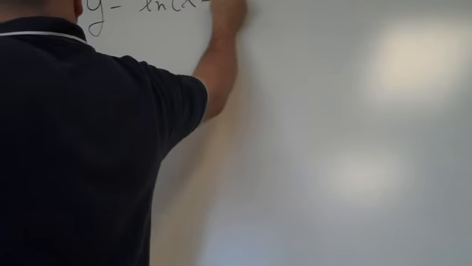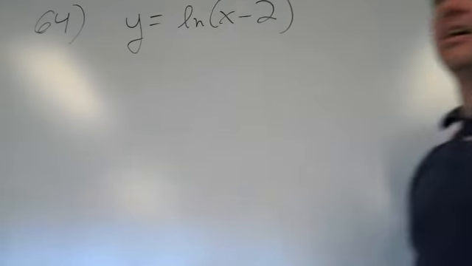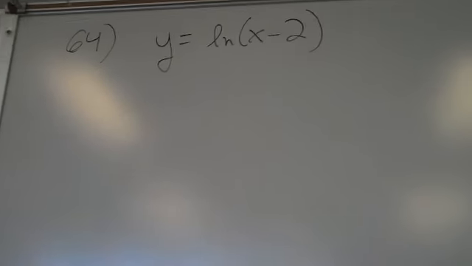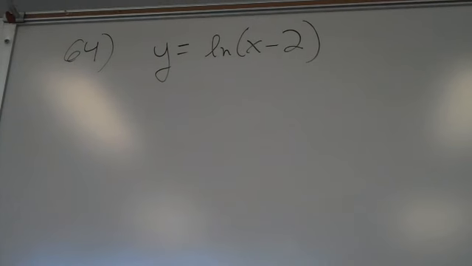Okay, so number 64 was, I'll do that one over on the other board just to make sure there's room. 64 was y equals natural log of x minus 2. Okay? And the assignment was to find the inverse.